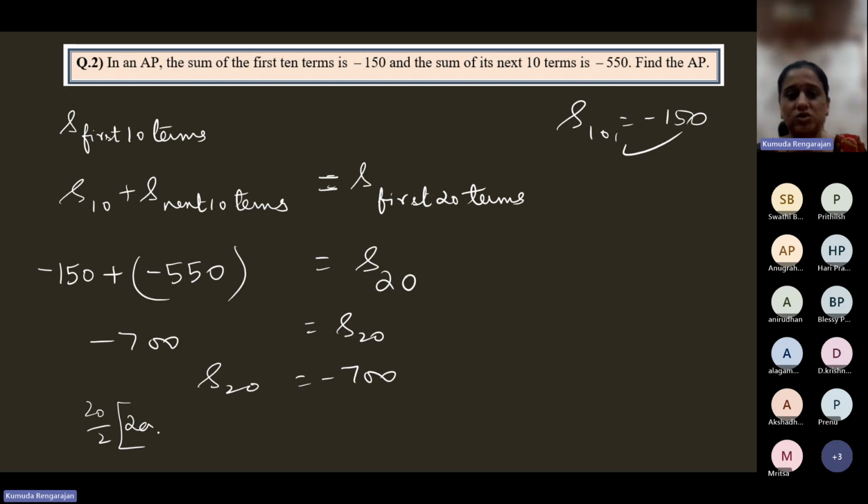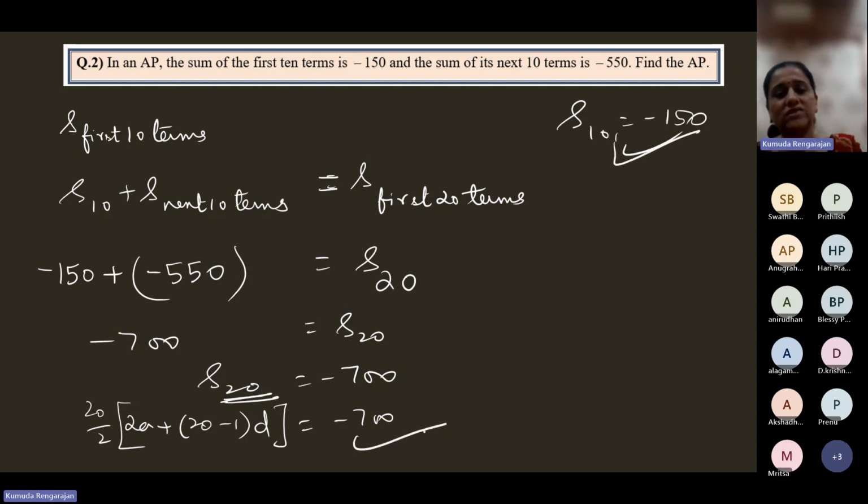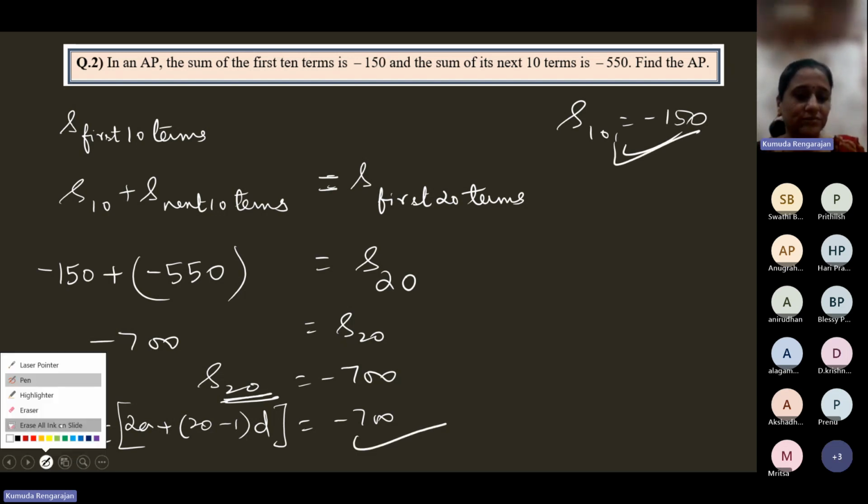When you work, you should see the difference and understand. So 2A plus N minus 1, N is 20, 20 minus 1, into D is equal to minus 700. So you will get a linear equation in A and D. Solve this equation, find the values of A and D, and then generate the AP.